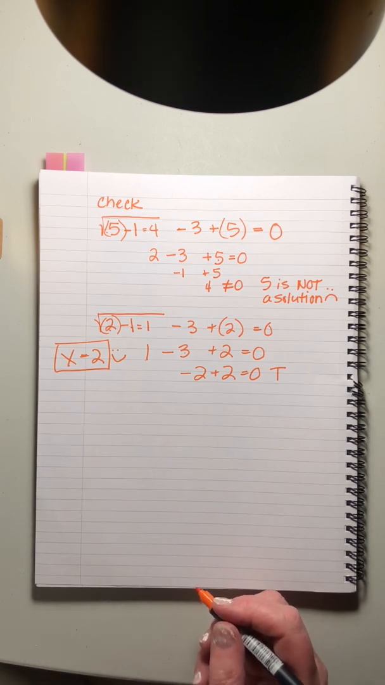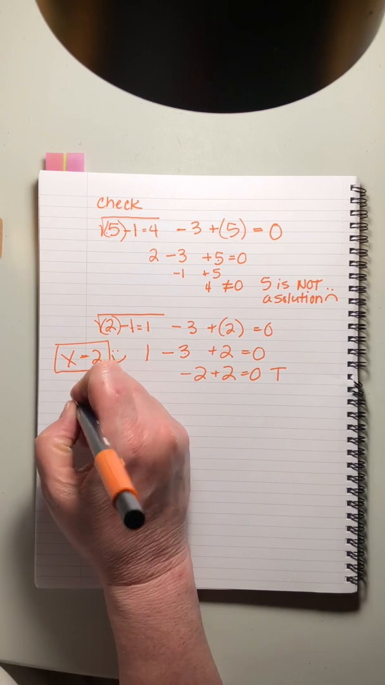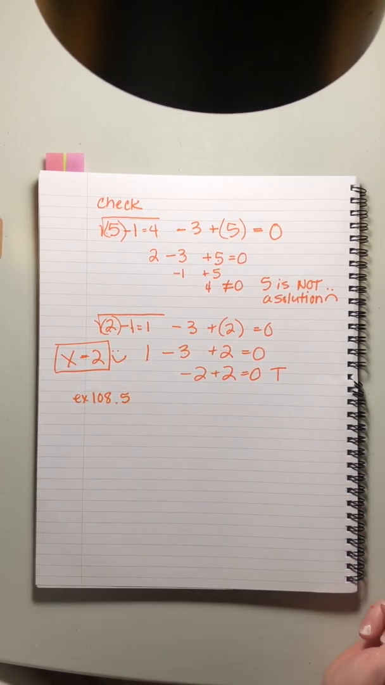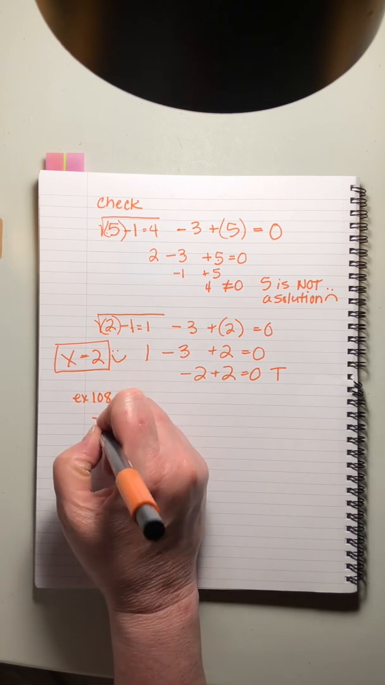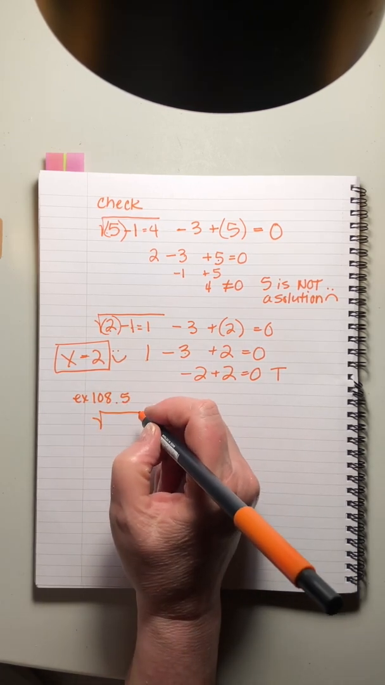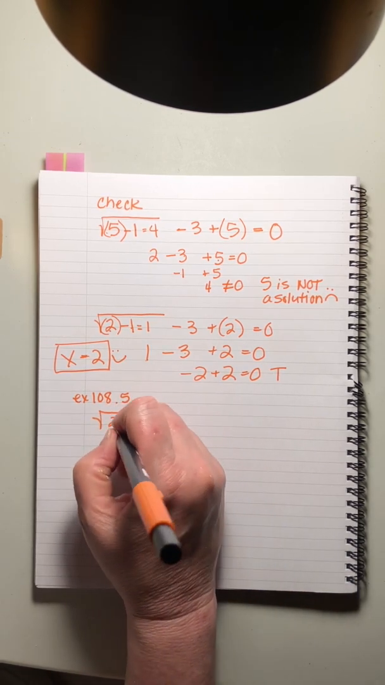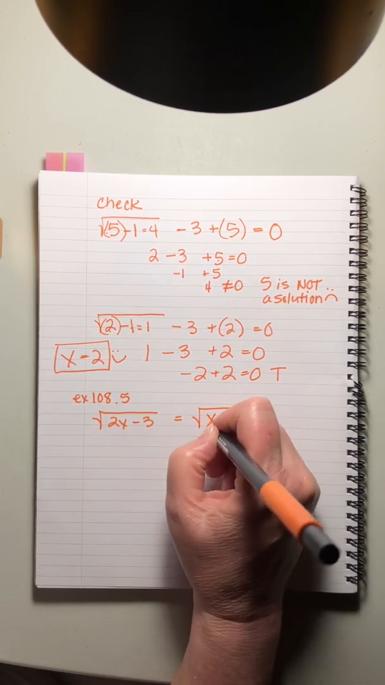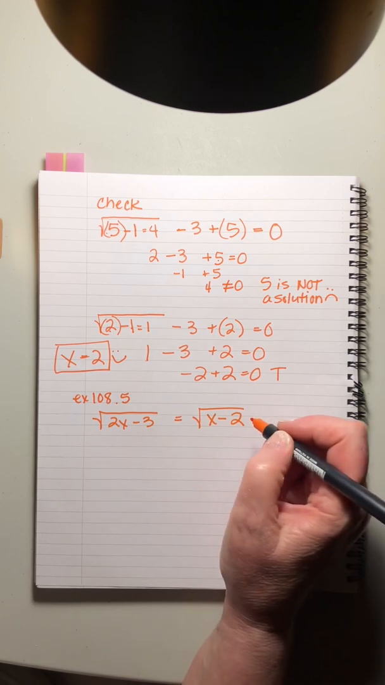Okay, one more. I know what you're saying. We would like many more than just one. We would like to do 10 more. They're so fun. Okay, solve. That's the instructions for all of these, by the way, just solve. Square root of 2x minus 3 equals square root of x minus 2.